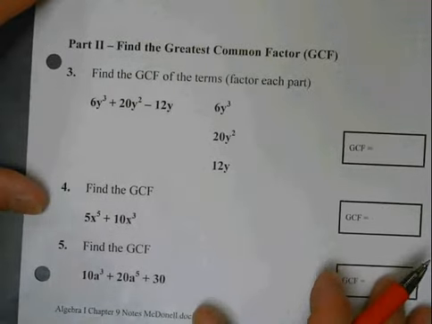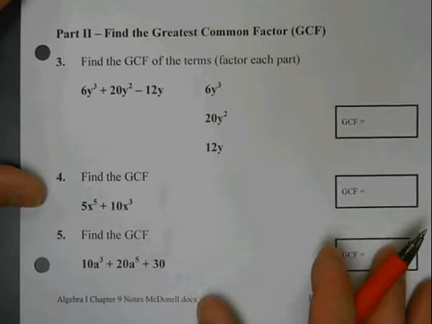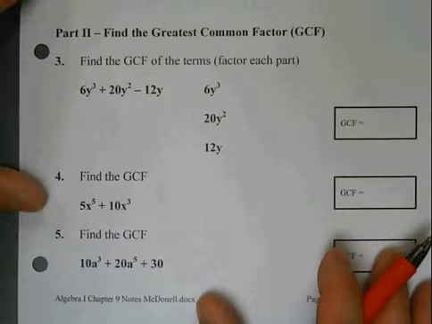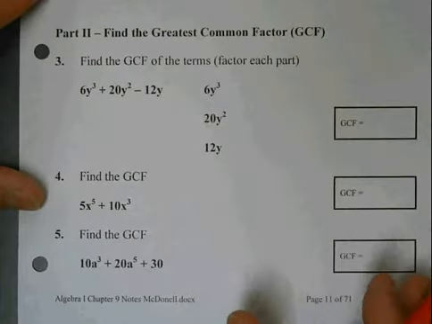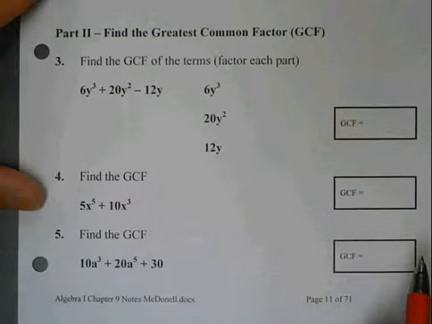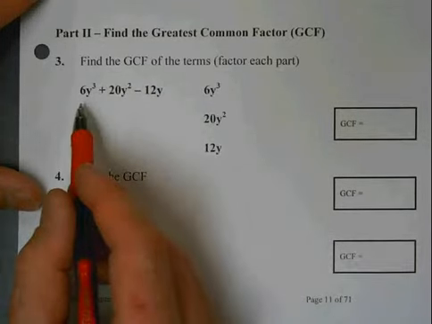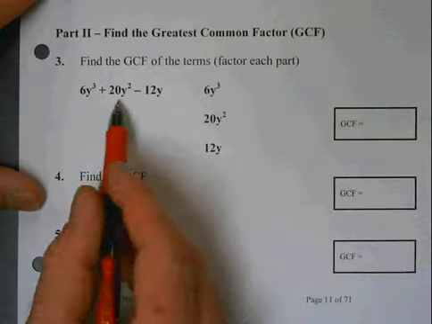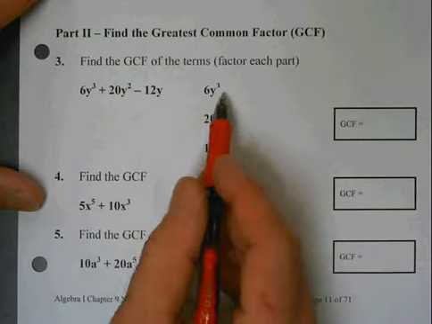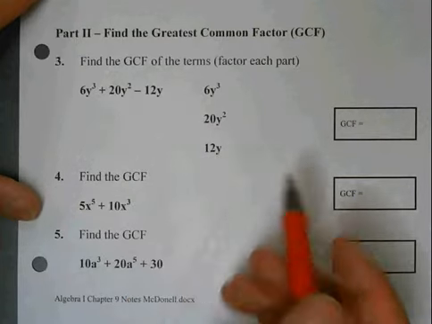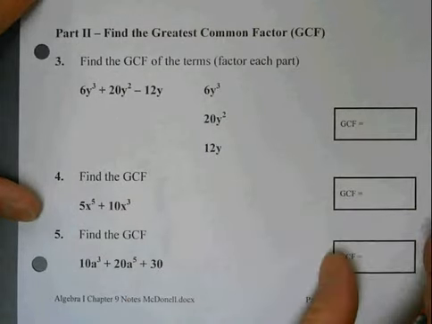Part 2 talks about finding the greatest common factor. The greatest common factor is a common idea that you have before, but today we're going to work with it with regards to also having variables. In our first part, we're looking at the greatest common factor of these three terms: 6y cubed, 20y squared, and 12y.